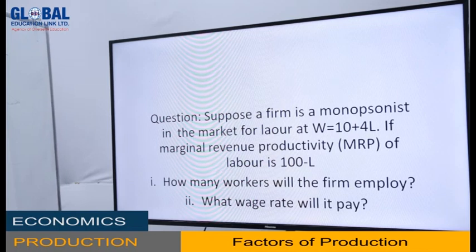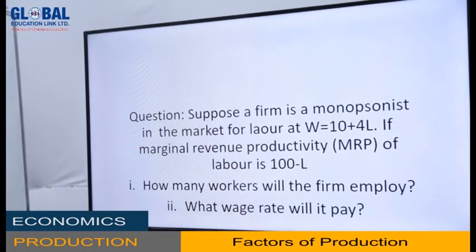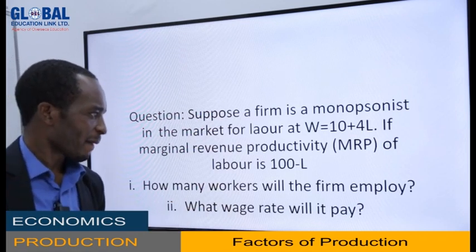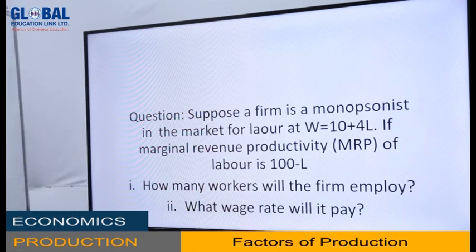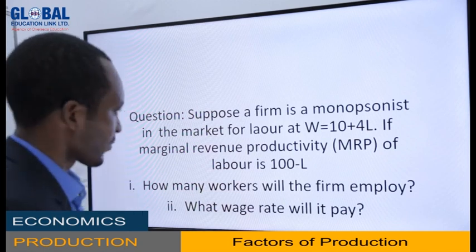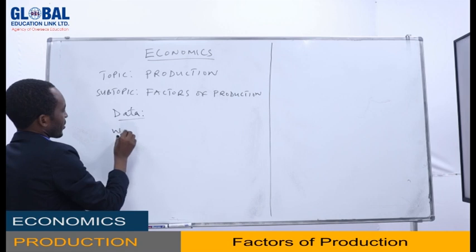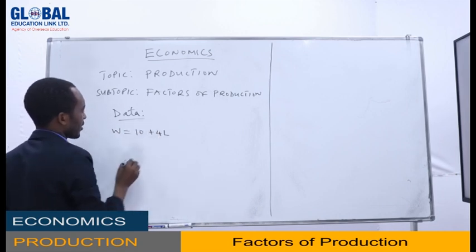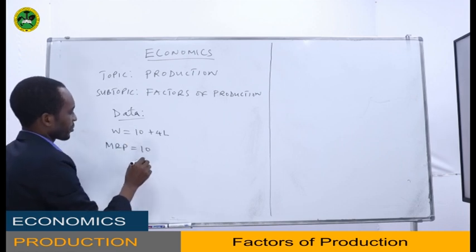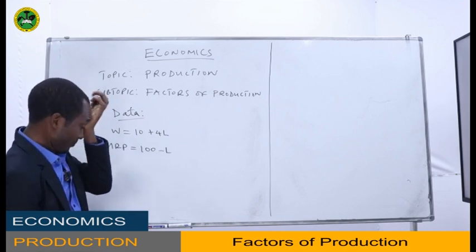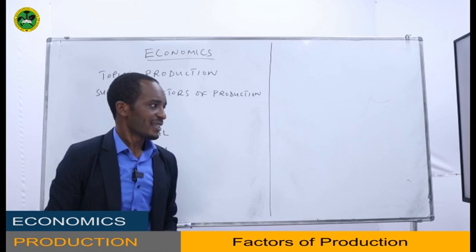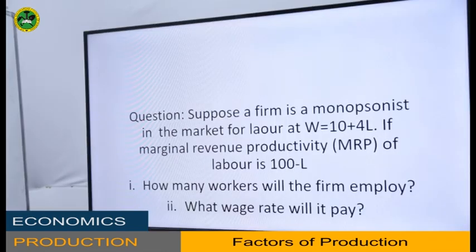The question says, suppose a firm is a monopsonist in the market for labor at W equal to 10 plus 4L. If the marginal revenue productivity, MRP, of the labor is 100 minus L, now, how many workers will the firm employ? Then two, what wage rate will it pay? So the data we are given is that wage is 10 plus 4L, and MRP equals 100 minus L. So you are asked to calculate how many workers will the firm employ.